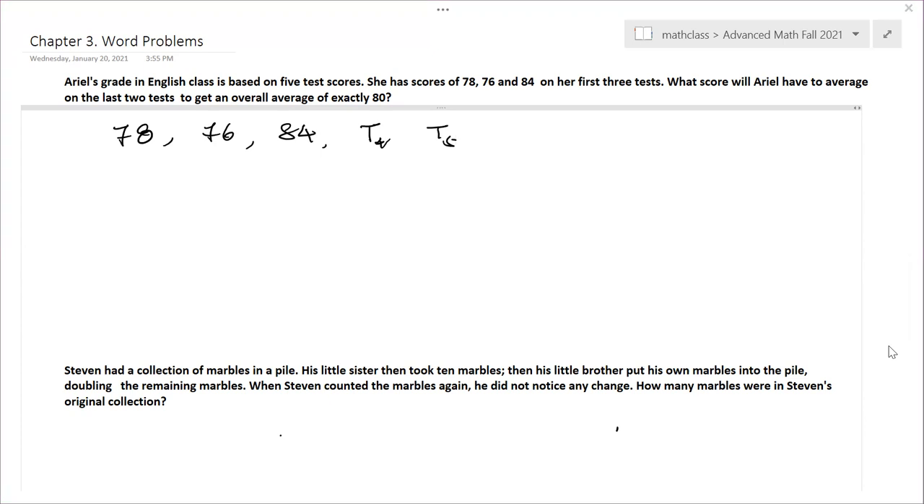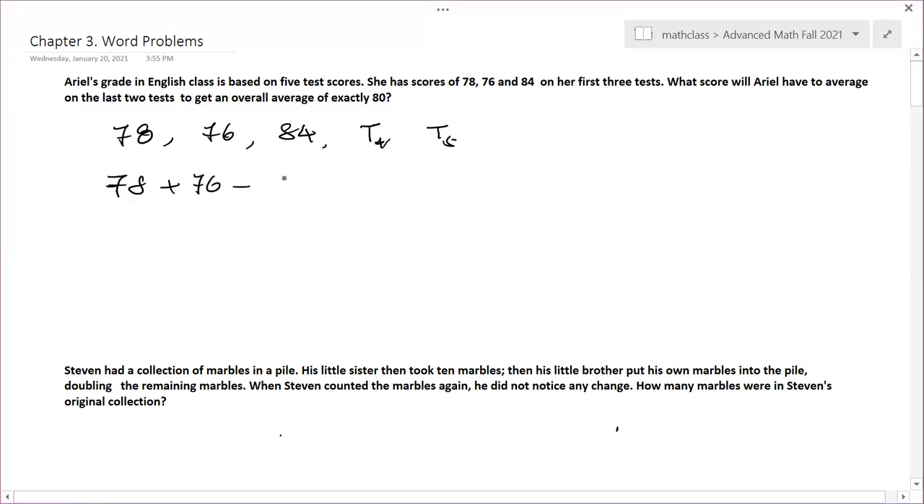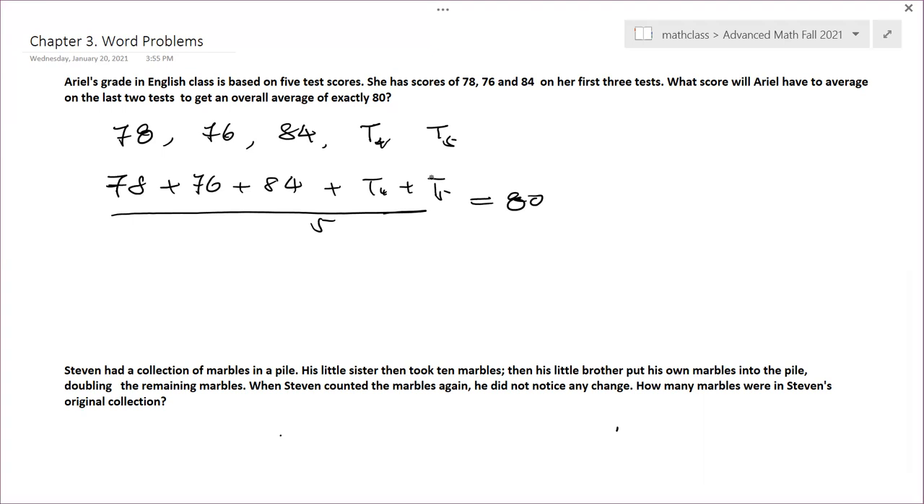We add them together to get the average value: 78, 76, 84, and T4 plus T5. This divided by 5 is supposed to be 80. So that's the equation. From here, you will get the sum of the last two test scores. Just this part you can call one variable, right?